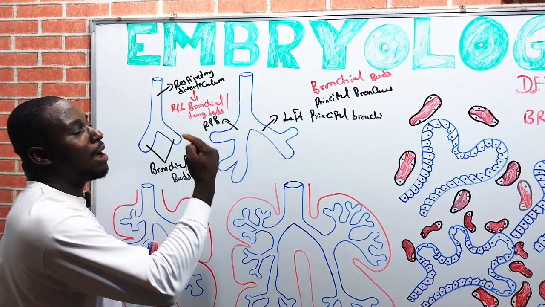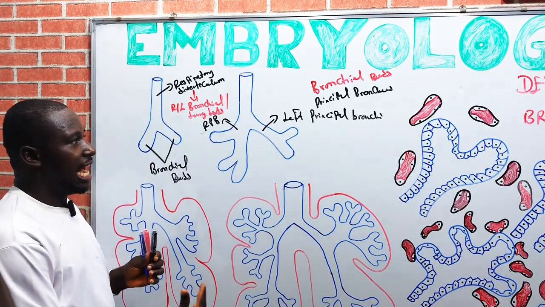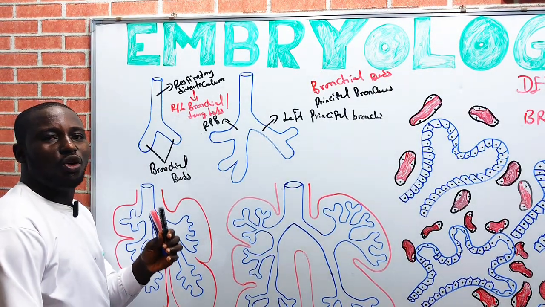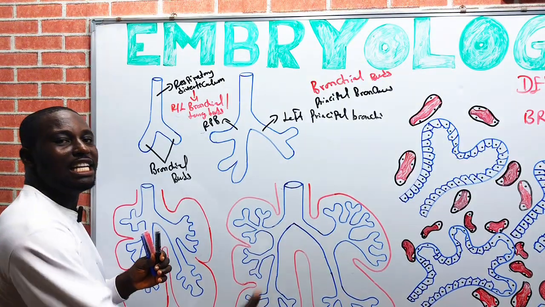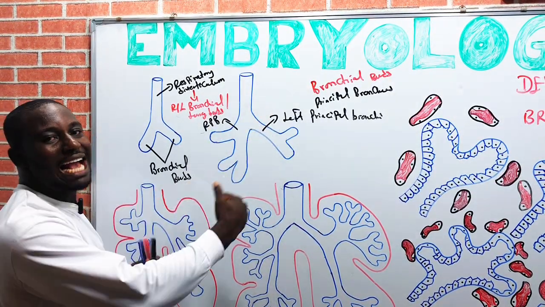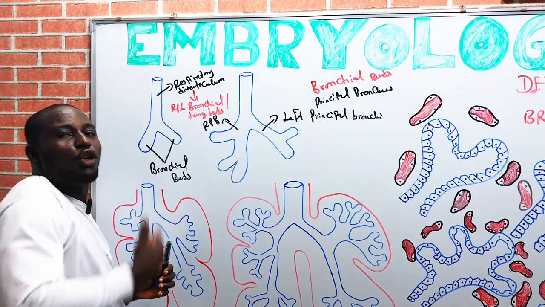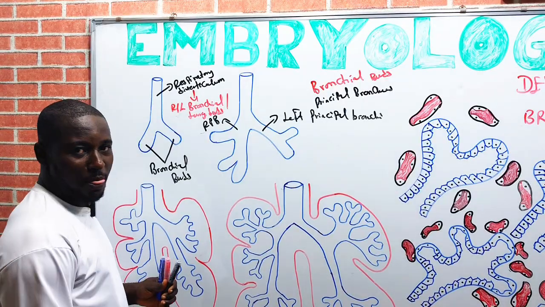The right principal bronchi is larger and bigger, and it also lies in the midline with the trachea, right? The right principal bronchi is larger compared to the left principal bronchi, and it is said to be oriented in the midline with the trachea.